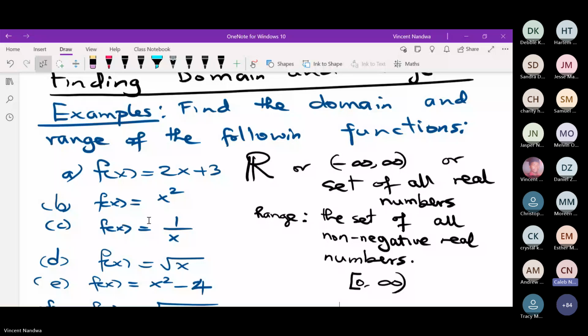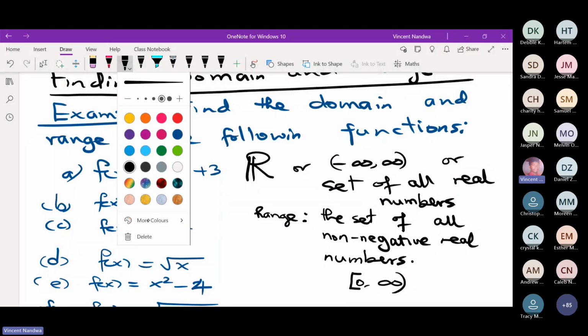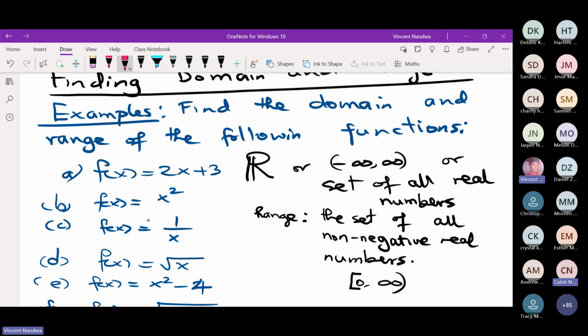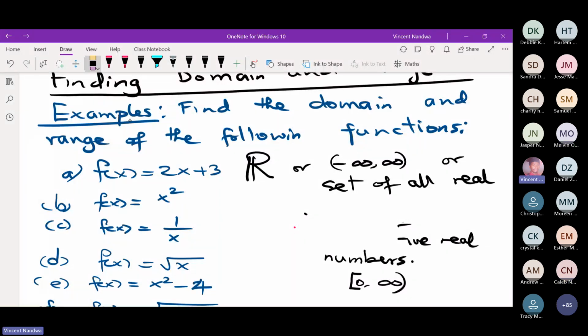That's the one. That's the only one, yes. So 0 is the only one, because it will now give the expression 1 over 0. So when x is 0, we'll have 1 over 0, which is undefined. Therefore, we say the domain of f of x is the set of all real numbers except 0.